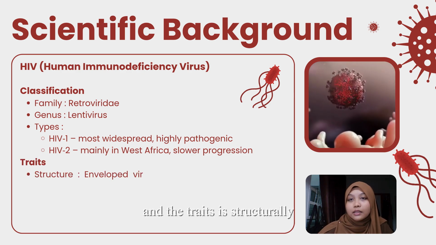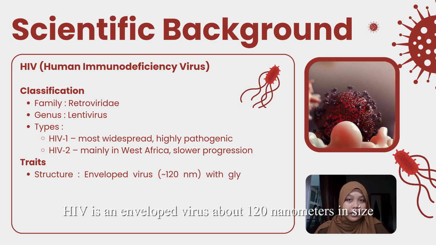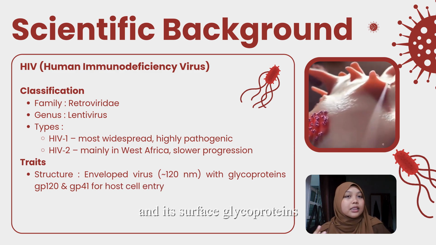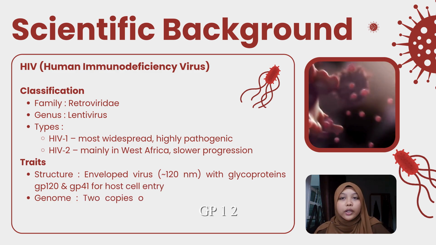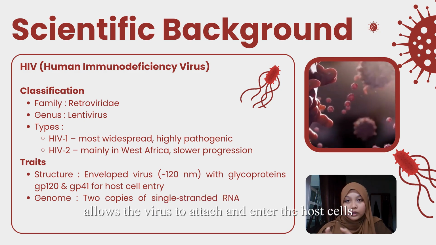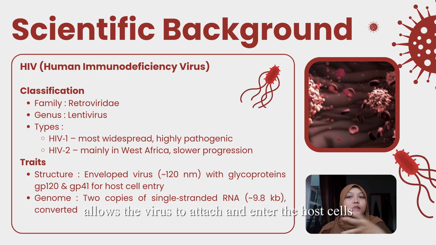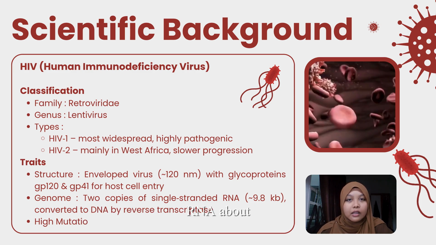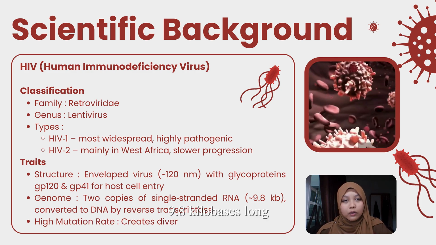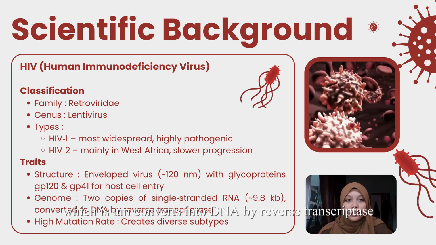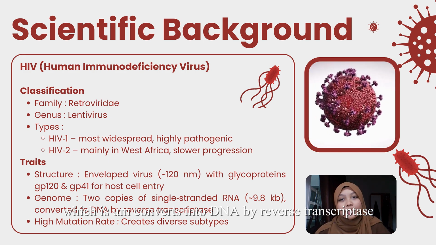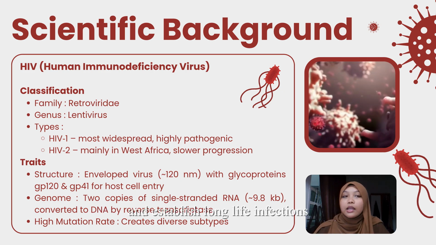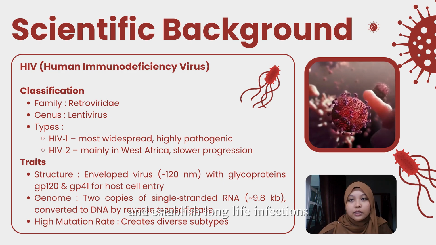Structurally, HIV is an enveloped virus about 120 nanometers in size, and its surface glycoproteins GP120 and GP41 allow the virus to attach to and enter host cells. The genome carries two copies of single-stranded RNA about 9.8 kilobases long, which is converted into DNA by reverse transcriptase. This enables the virus to integrate into the host genome and establish lifelong infections.